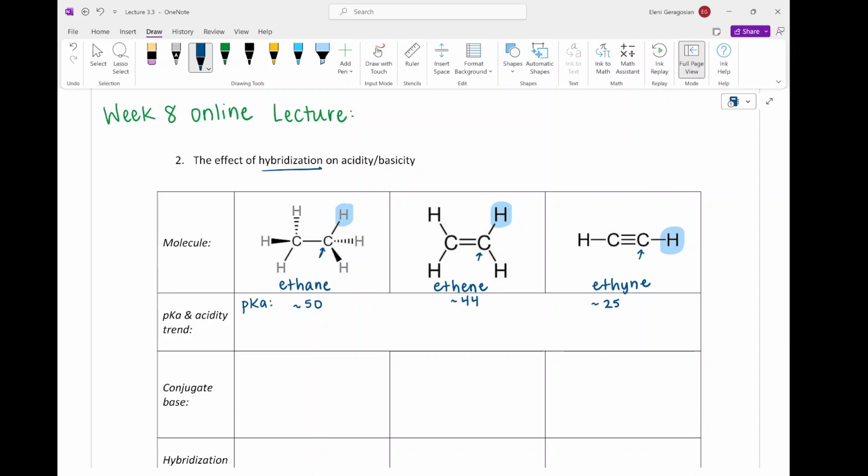So as we go left to right in how we have organized the molecules here, remember that lower pKa means more acidic. So more acidic over here for ethyne and less acidic. So that's what I mean by acidity trend: less acidic ethane, more acidic ethyne, and then ethene is somewhere in between.